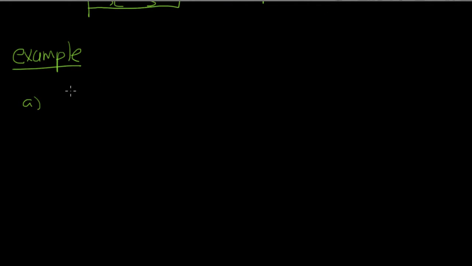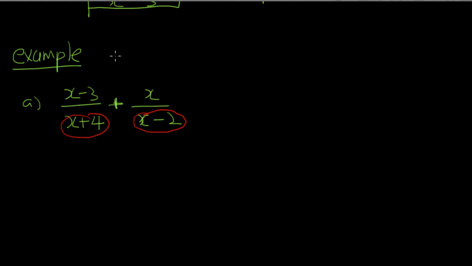So let's say we have x minus 3 over x plus 4 plus x over x minus 2. Let's say we have something like this. Now, as you can see, we have these two different denominators. So what we are going to do, we are going to make it a common denominator.